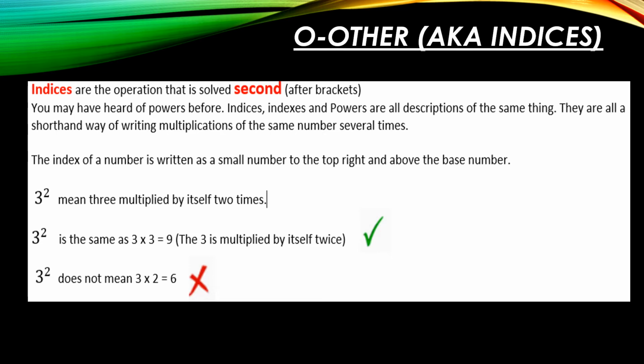So over on the left here we have 3 to the power of 2. Now this means 3 multiplied by itself 2 times. Okay, so 3 to the power of 2 is the same as 3 times 3. Okay, it's multiplying by itself twice, which equals 9. Okay, it does not mean 3 times 2 equals 6. We're not putting a little times up here. It is literally the number, so 3 times by itself twice.